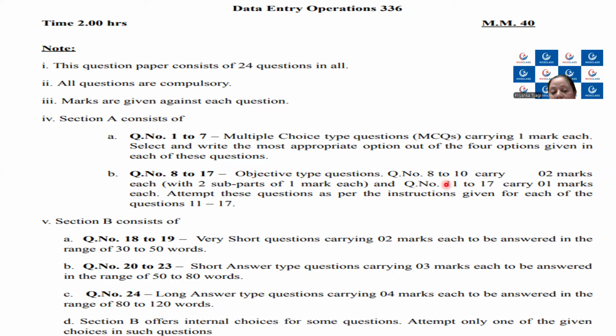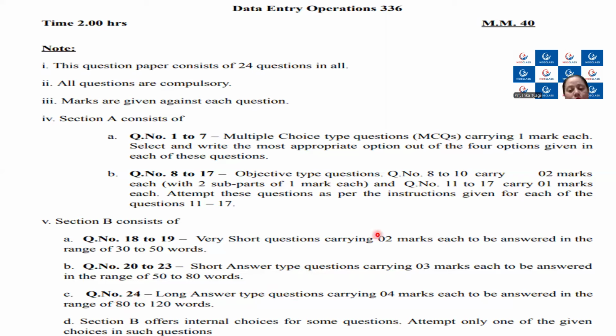Now you can see here section B, as I have told you, is totally subjective. Now there are the questions from 18 to 24. 18 to 19, means the first 2 questions, are of 2 marks, which is under the category of very short questions. Questions 20 to 23 are short answer type questions carrying 3 marks. Now you can see here question number 24, a long answer type question carrying 4 marks, each to be answered in 80 to 120 words.